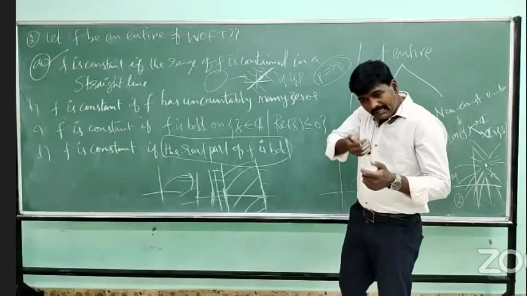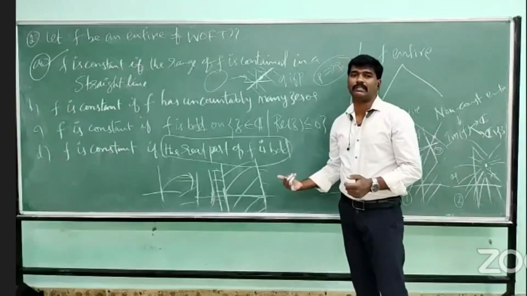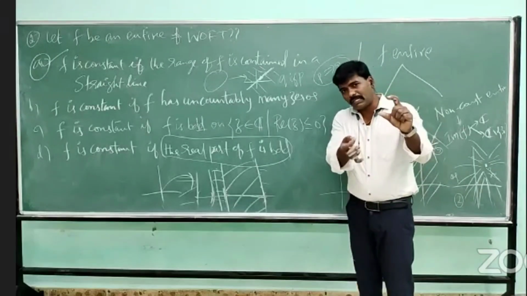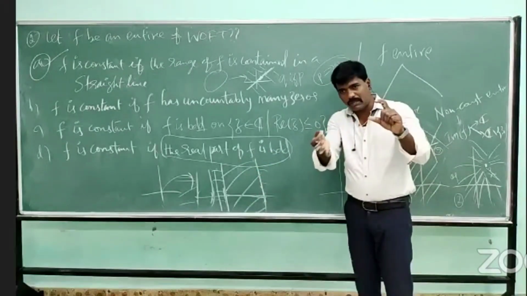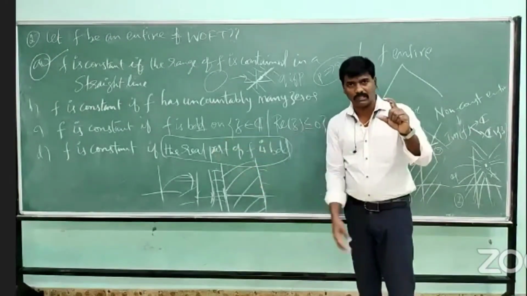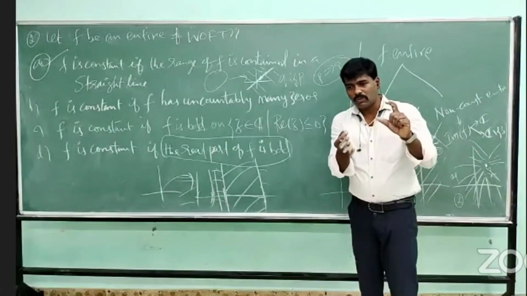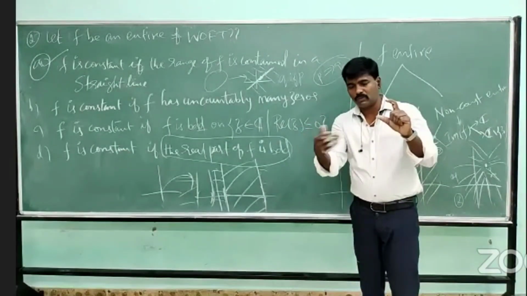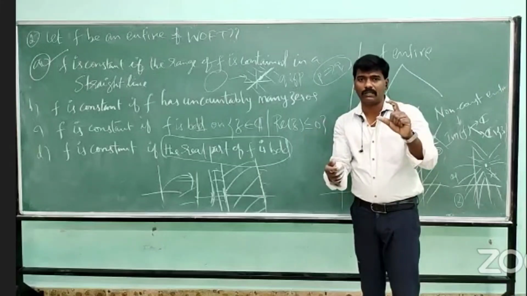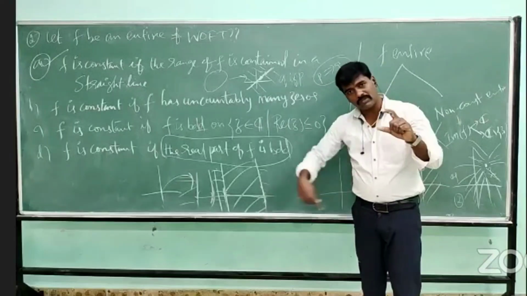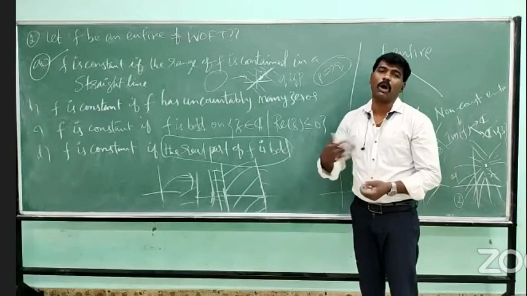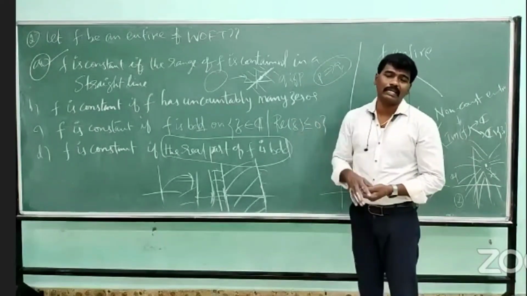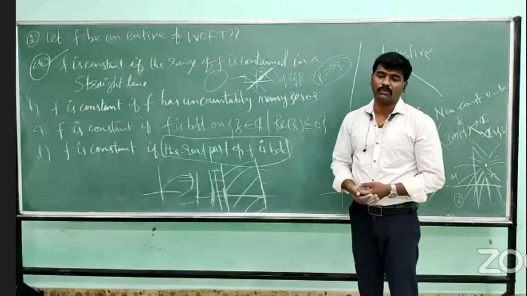If f is entire and its real part is bounded, then f is constant. If f is entire and its imaginary part is bounded, then f is constant. If either the real or the imaginary part is bounded, then f is still constant. If the image lies in a line, then f should be constant. So a lot of things are there.